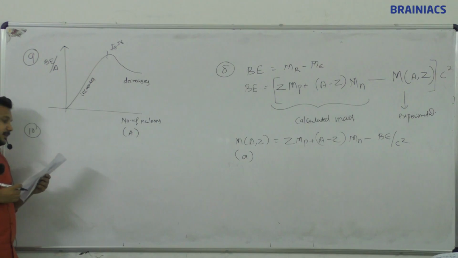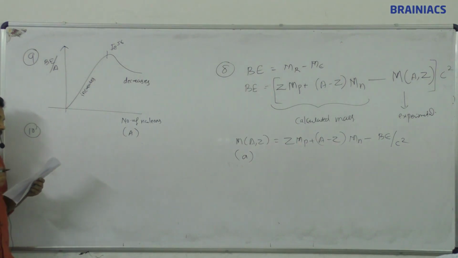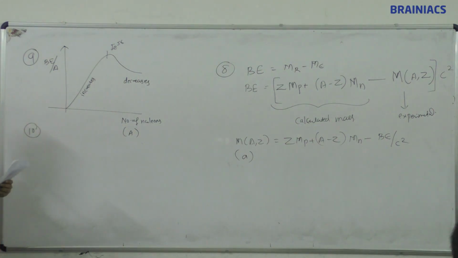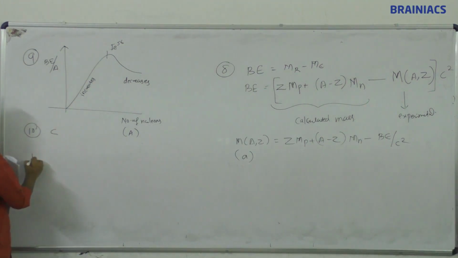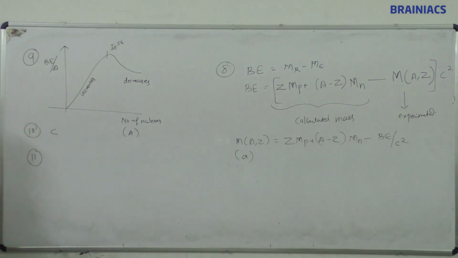10th one. The energy spectrum of beta particles: the number N(E) as a function of beta energy emitted from a radioactive material is... See, we have already drawn it in the notebook, right? Energy spectrum of beta particles, option C. We have already drawn that parabolic kind of curve in the notebook.